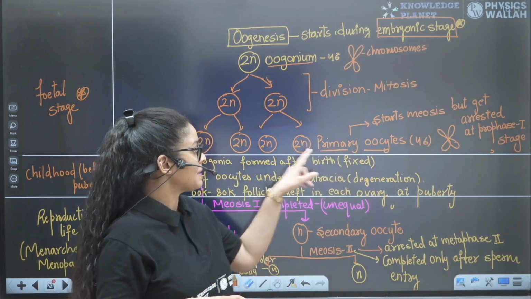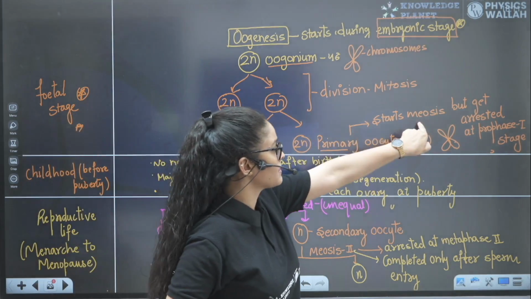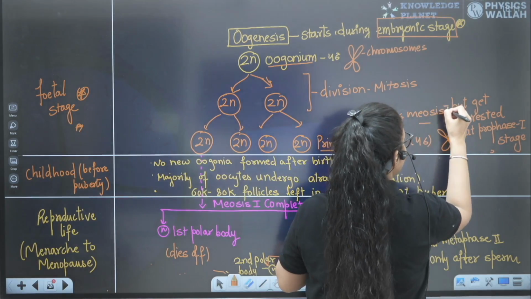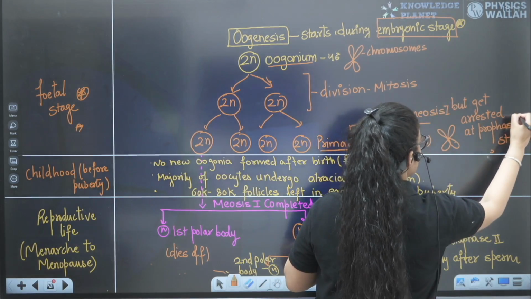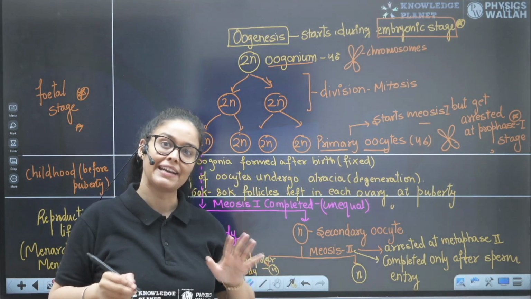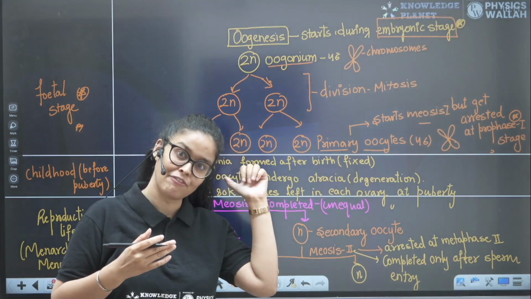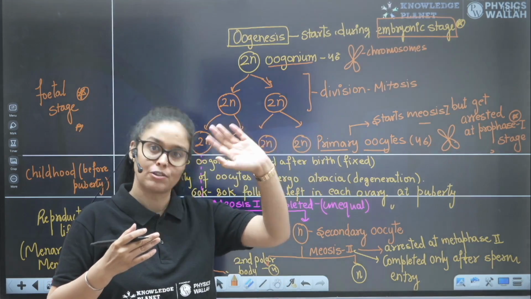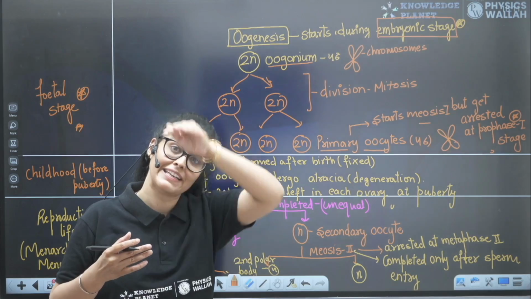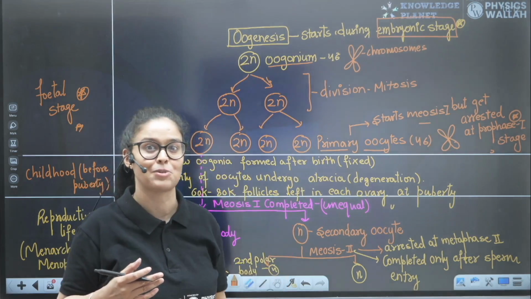So oogonia, having 46 chromosomes, will undergo mitosis, increase its number, and form primary oocytes, which are diploid, having 46 chromosomes. This primary oocyte during the fetal stage will start meiosis 1 but get arrested at prophase 1. NEET question, right? It will remain arrested till the female fetus reaches puberty. She will be born and grow up to puberty. Then it will complete its meiosis 1.